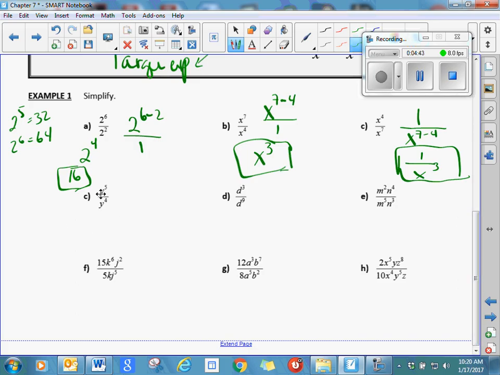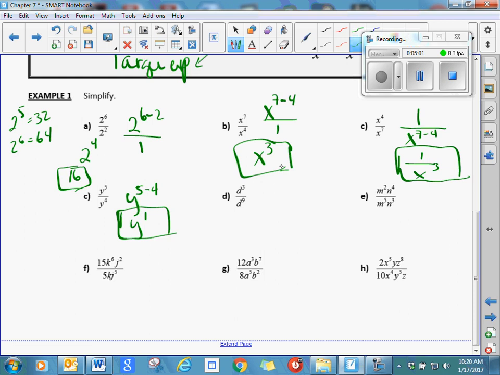All right, let's look at C. 5 is larger than 4. The bases are the same, so this is y to the 5 minus 4. It is over 1, but I'm not going to write that. And we're going to end up with y to the 1st power, or just y, as the answer.